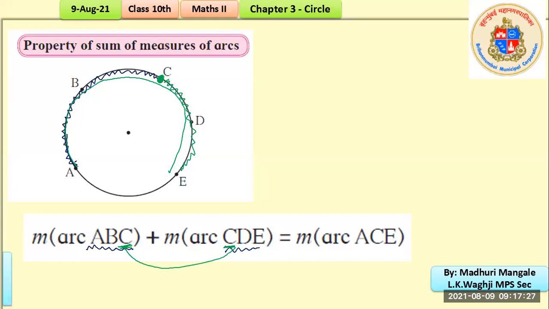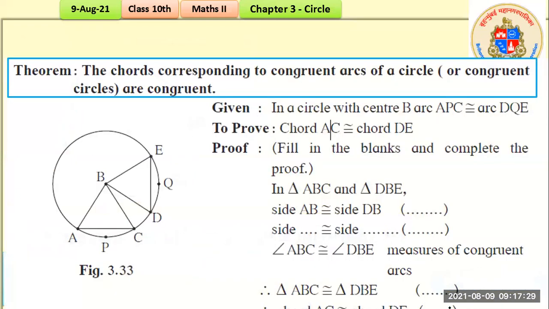Next, we will look at a theorem. The chords corresponding to congruent arcs of a circle are congruent. Here we are given that the arcs are congruent. Try to understand what is given and what we are asked to prove. The chords corresponding to these arcs are congruent, so we are supposed to prove that the chords are equal.